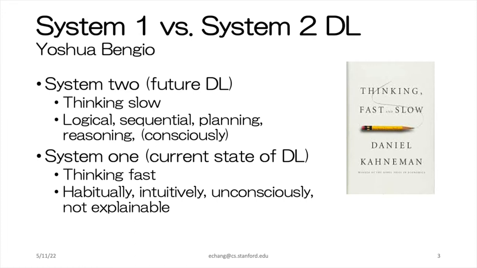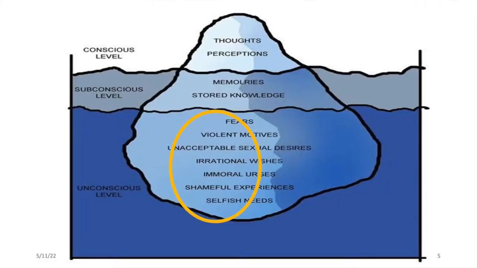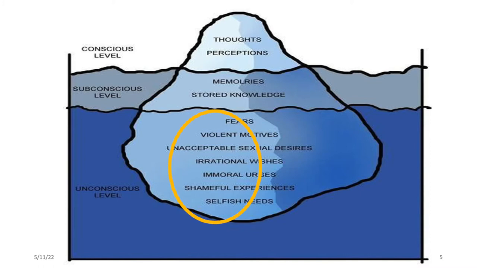Mapping thinking fast and thinking slow, or system one and system two, to psychological study, you look at the father of psychiatry, Freud. His view of the human mind has two parts. At the bottom, we consider unconsciousness, and let's go up the figure on the right-hand side. According to Freud, the unconscious contains fears, violent motives, unacceptable sexual desires, irrational wishes, and so on and so forth. And the conscious includes thoughts and perceptions. This is really the early days, and Freud came up with this kind of classification.